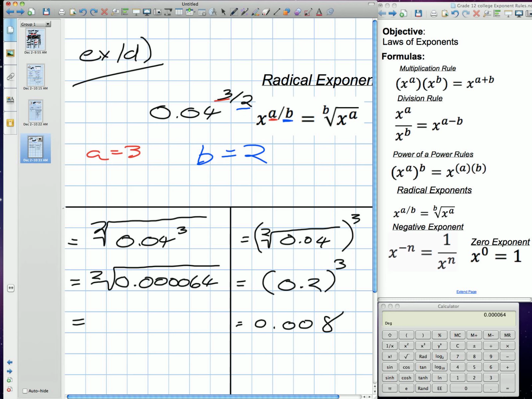And then when we square root that number, luckily I have that button right here. I've kept the number in my calculator. When I square root it, I get 0.08. So I took two different roots to get here. Both of them gave me the same right answer. Okay?